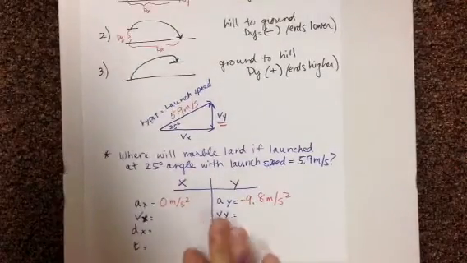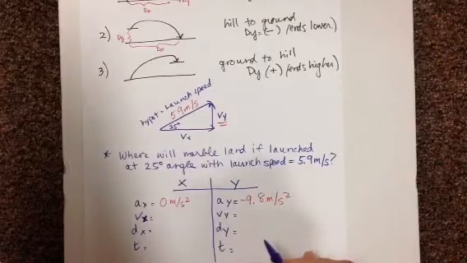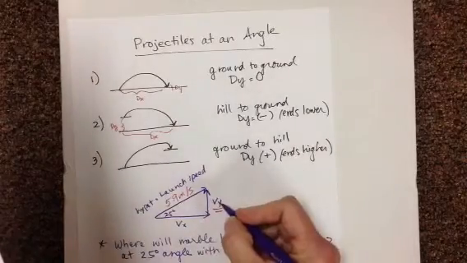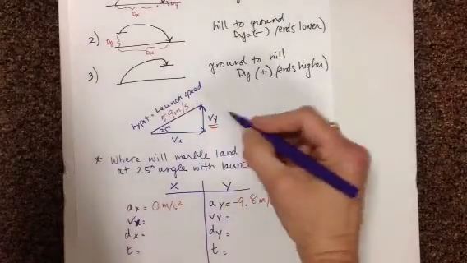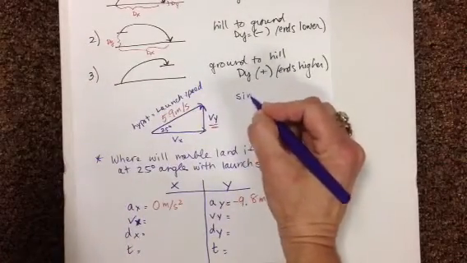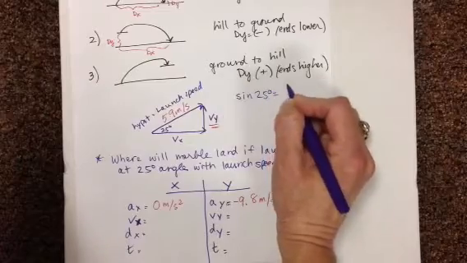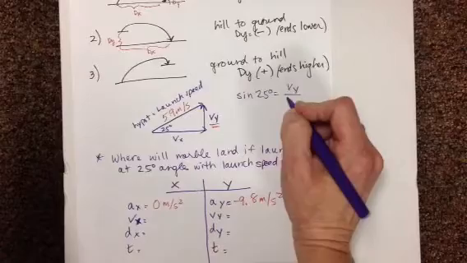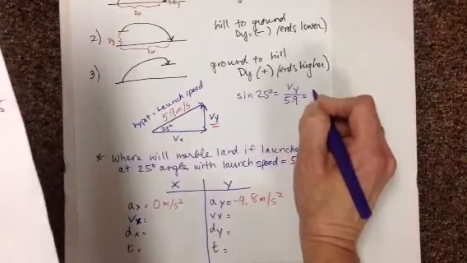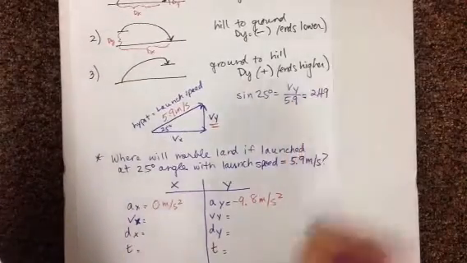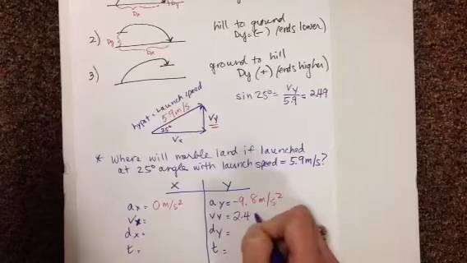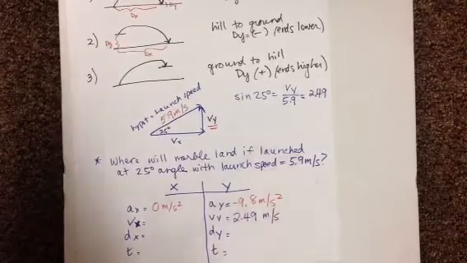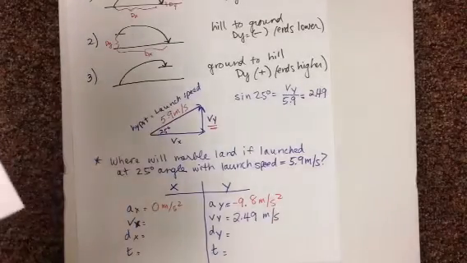So now what we have to do is figure out the rest. Basically, our Vy is no longer 0 like it used to be. We have to go ahead and determine that, and guess what? We have trigonometry again. So we have opposite over hypotenuse, which will equal our 2.49. So 2.49 is going to be our vertical velocity.